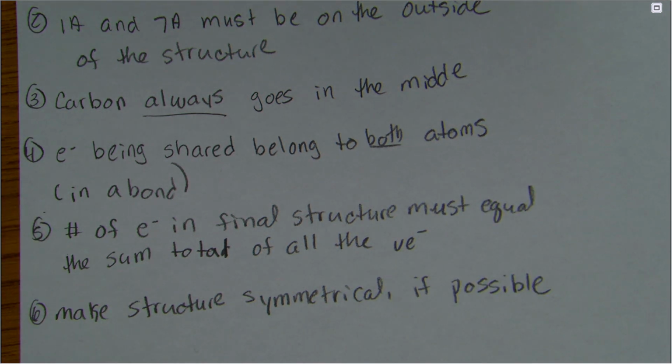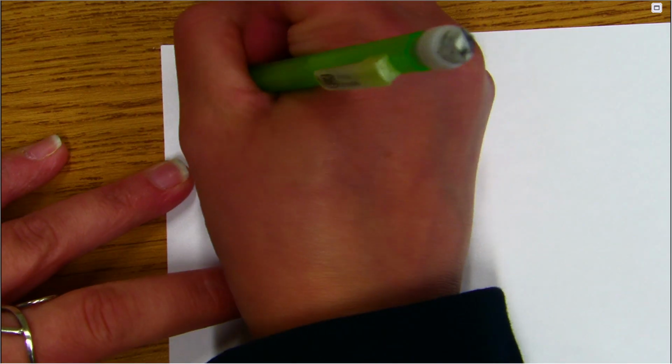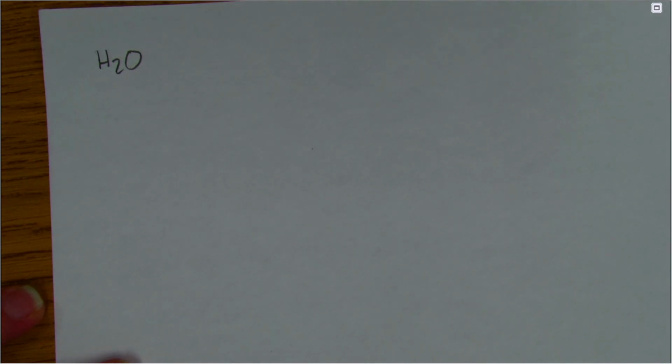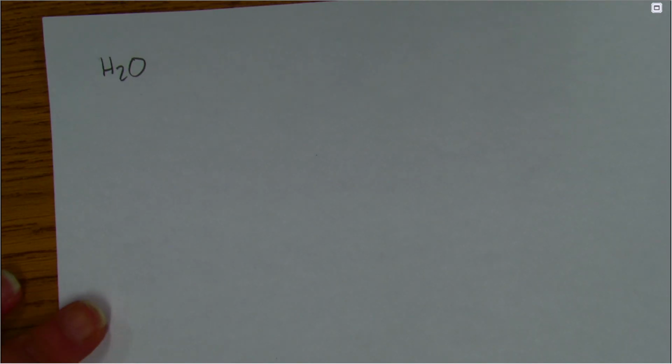All right, so here's our rules. So let's see what we can do in terms of drawing covalent compounds. Let's do a couple of examples and try and make our rules make more sense. So let's start with water. Step 1, we are going to count our valence electrons.